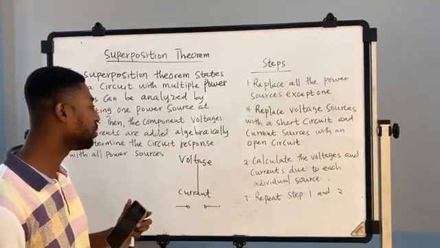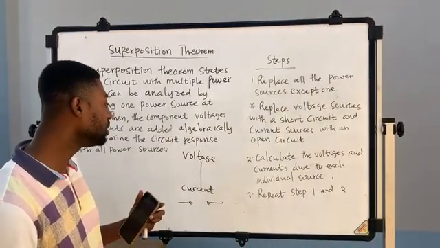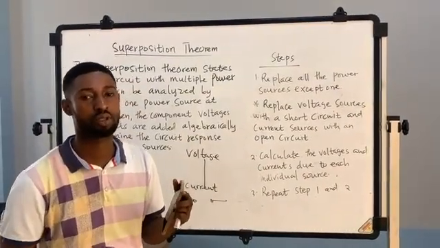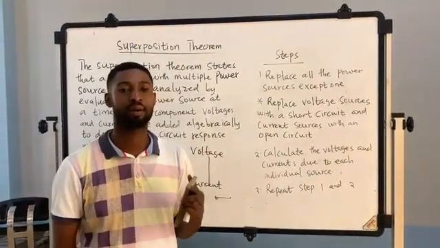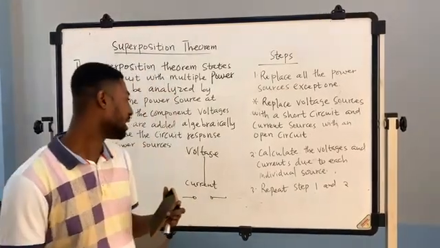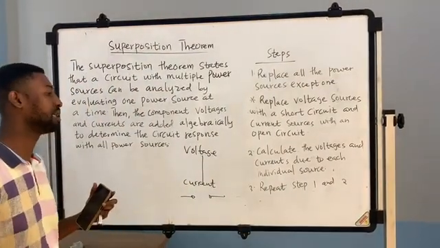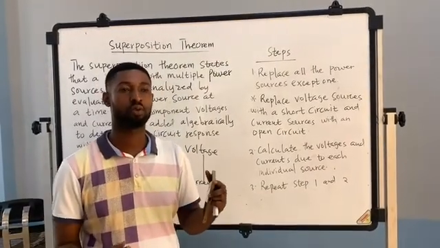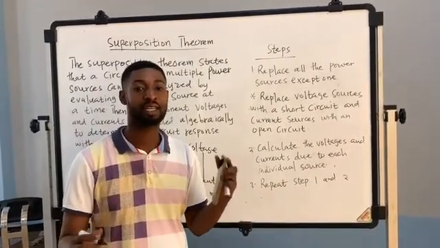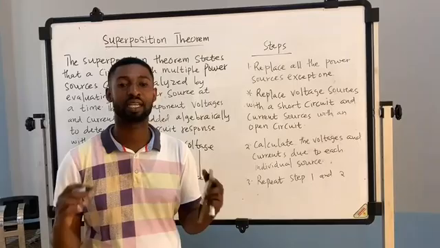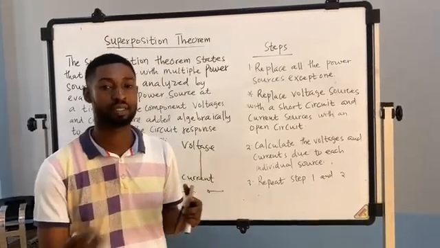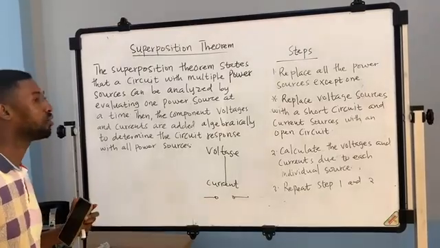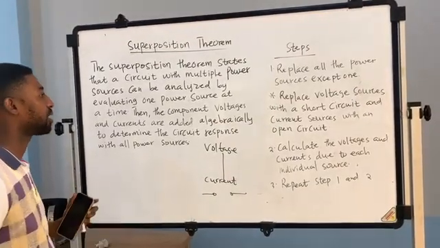Then you calculate the voltage and current due to each individual source. Once you are working with one particular source, you calculate the current and the voltage. Then lastly, you repeat steps 1 and 2. So if you have about 2 or 3 sources, you take them one after the other and calculate the voltage and current flowing through all the resistors. So let's use superposition theorem to solve this particular question.